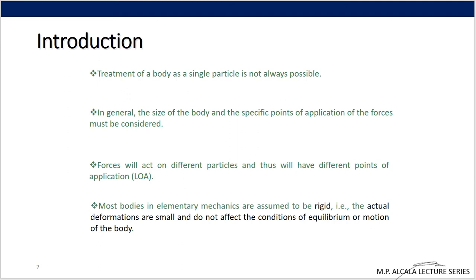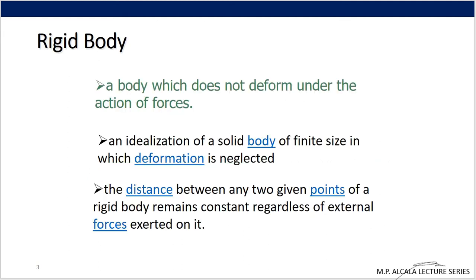Most bodies in elementary mechanics are assumed to be rigid, meaning fixed. Deformations are small and negligible. But take note, class, that deformations and deflections will be considered in the next subject on statics, which is mechanics of materials and theory of structures. So get ready for that. Again, a recall of our definition of a rigid body: a body which does not deform under the action of forces. So it is a body of finite size in which deformation is neglected or very, very small.